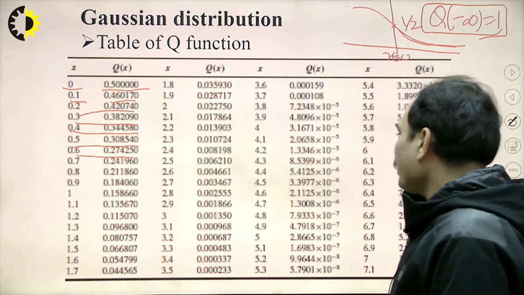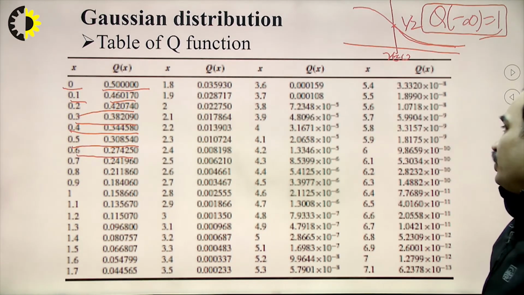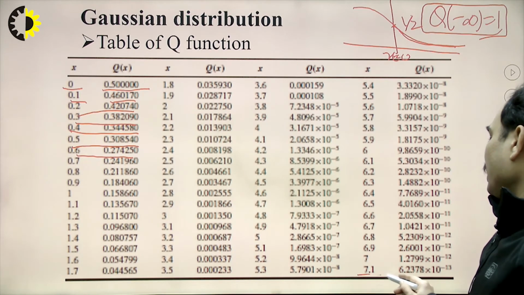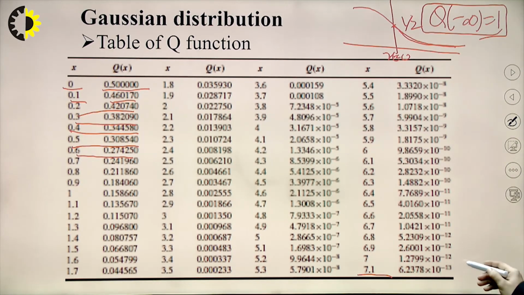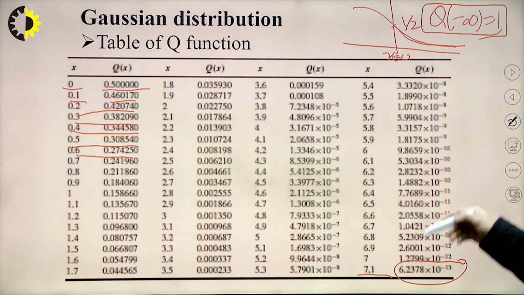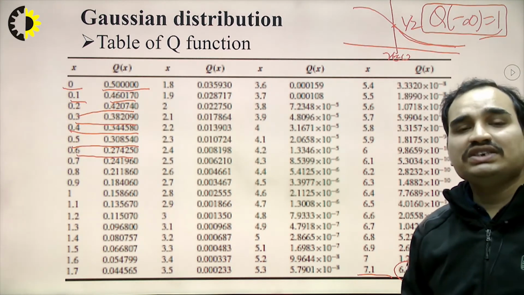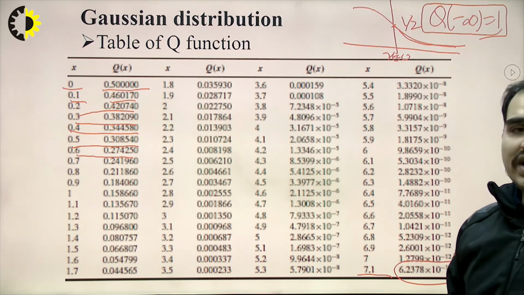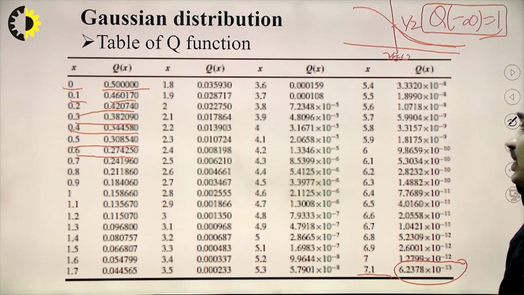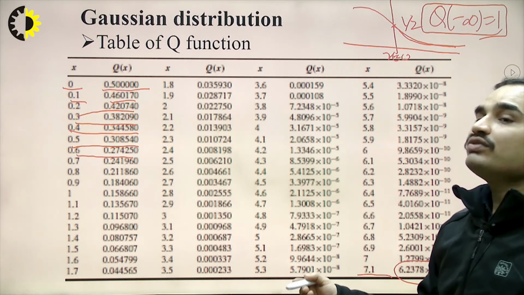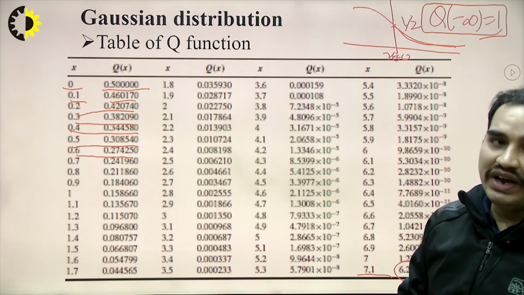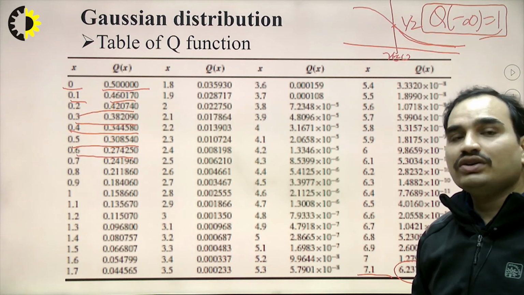It is rising from 0 to the value 7.1. After 7.1 you can see the value is very small, that is 6.23 into 10 to the power minus 13. So you can refer to this table of the Q function, which is easily available on the internet as well. For a given value of x you can find the value of the Q function of x.